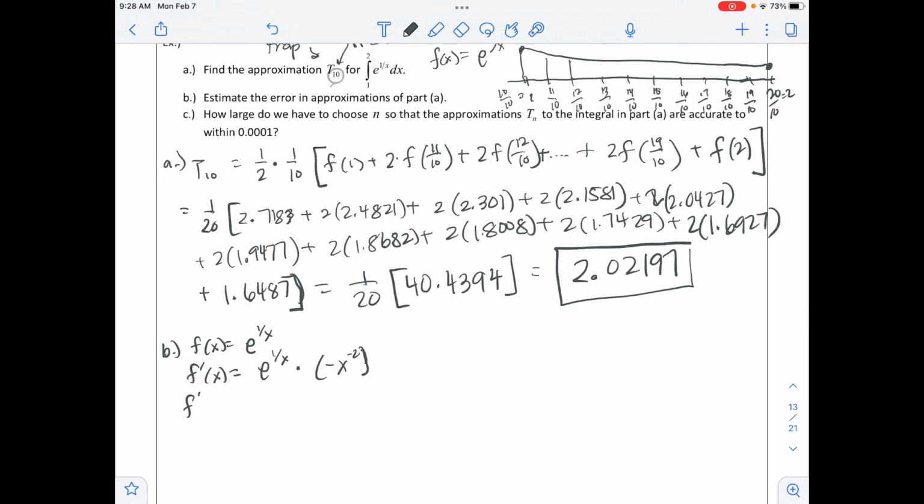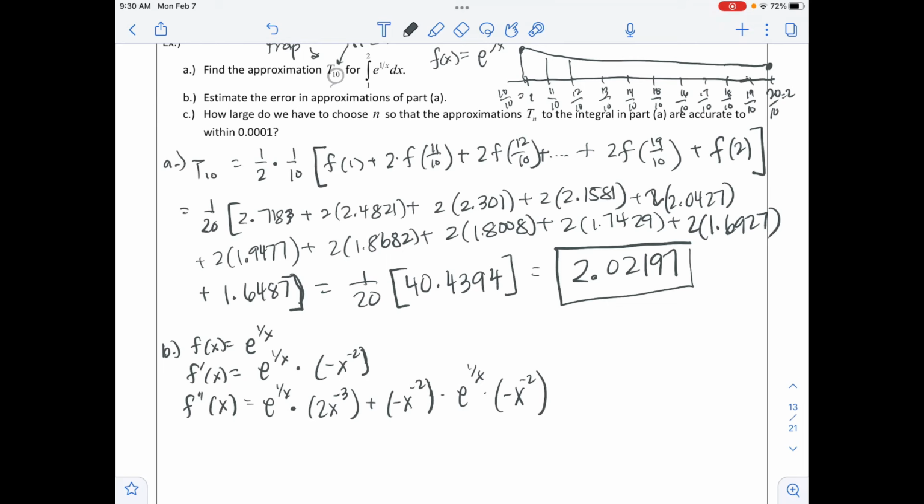So then for our second derivative, we have to now use the product rule in addition to the chain rule. And so we have e to the 1 over x times, it's going to become 2x to the negative third if you take the derivative of negative x to the negative second, plus writing down the first thing that we had, which is negative x to the negative second, times the derivative of the first, which is e to the 1 over x, times the derivative of the exponent.